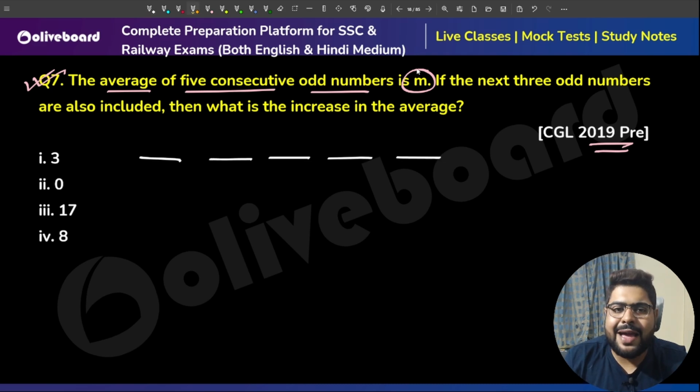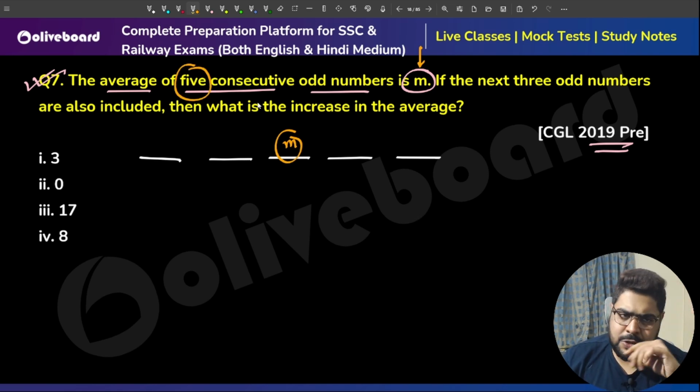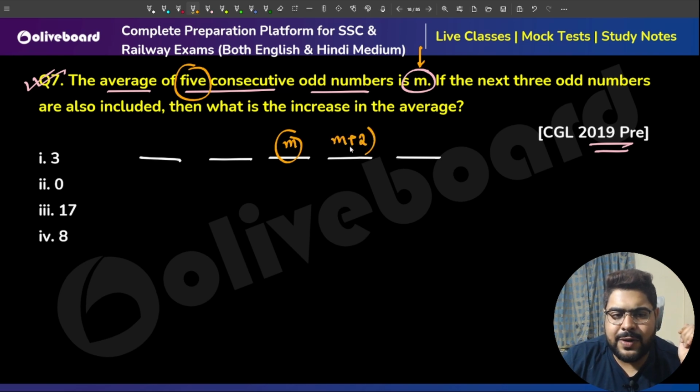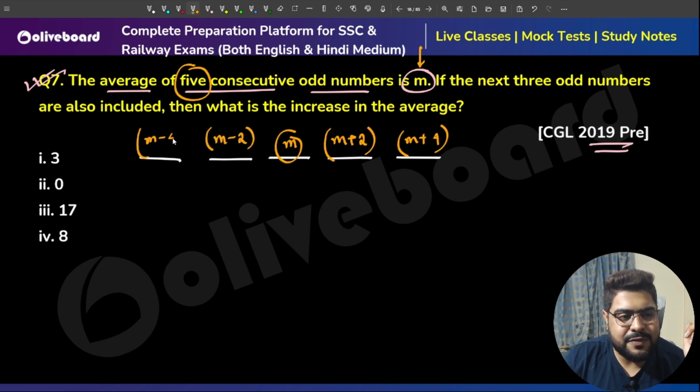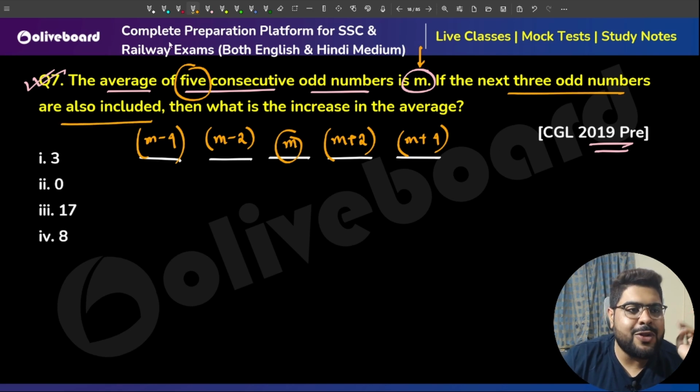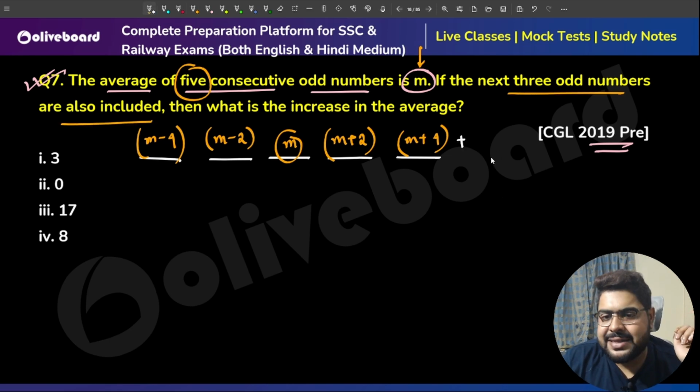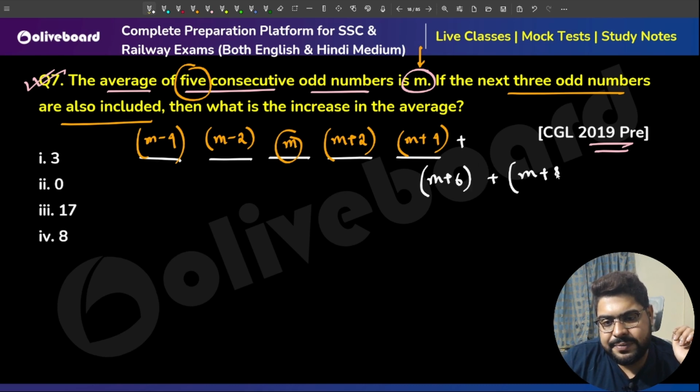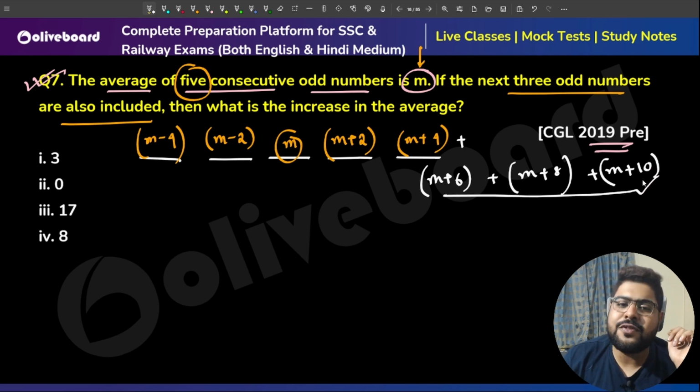5. So average means this middle value is M, because 5 means an odd number of numbers. So for the next value, even or odd, whatever happens, the gap is always 2. So M plus 2, M plus 4. This is M minus 2 and this is M minus 4. Directly I'm writing this. If the next 3 odd numbers are also included, so M plus 6, M plus 8, M plus 10. These are the next 3 consecutive odd numbers.